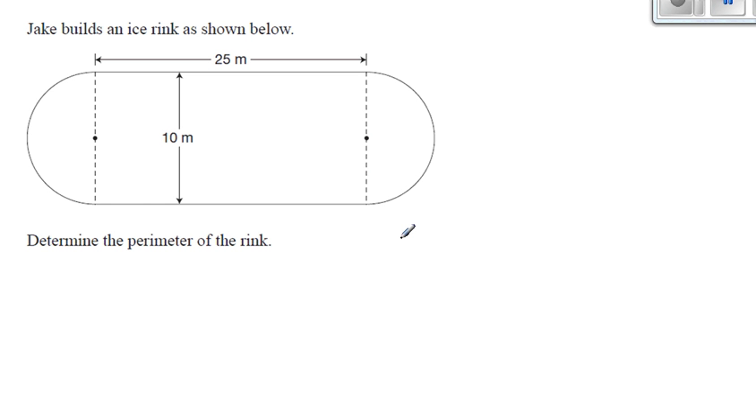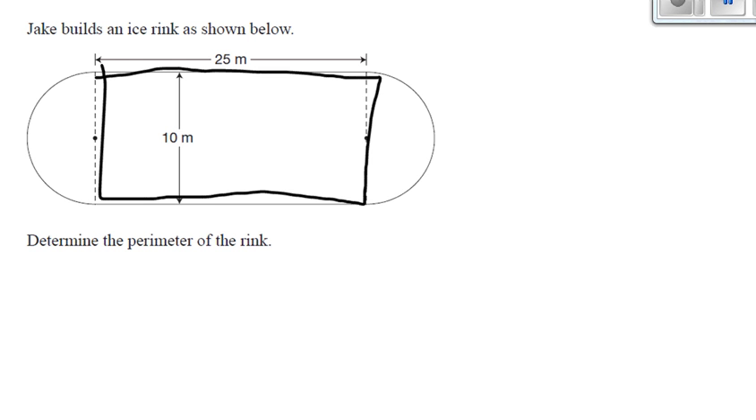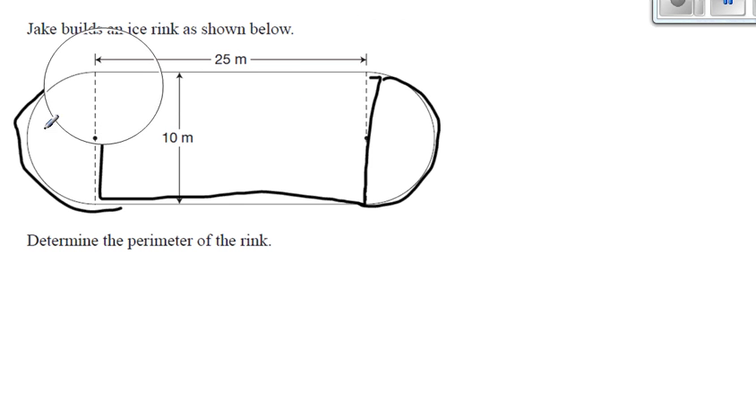It says Jake builds an ice rink as shown below. Determine the perimeter of the rink. So clearly this is a composite figure. You can see that there is a rectangle, and added to that are 2 half circles on either end. So it's a composite figure. And we have to find the perimeter.